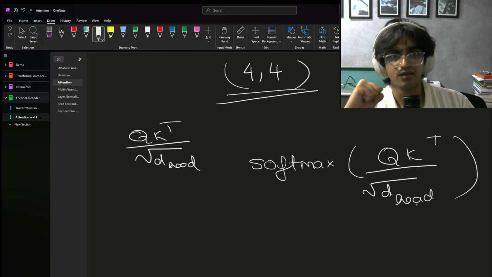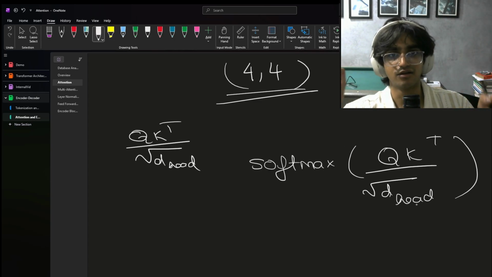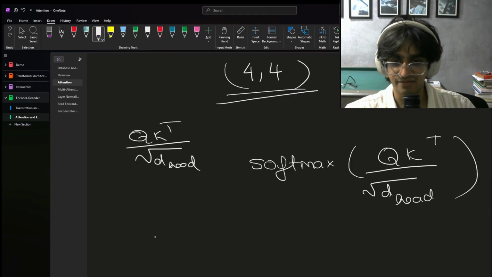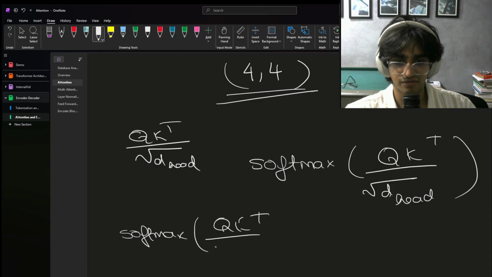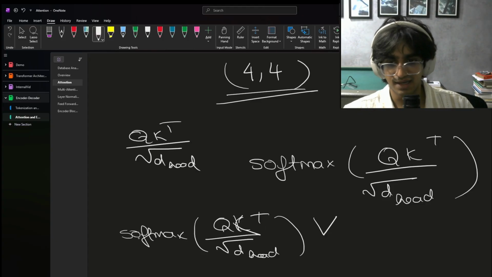Now what do we do? If you remember the database example again, now we need the value, right? We need the weighted average. So to get the weighted average, we simply take the softmax of your QK transpose by root of the dimension of head, and we simply multiply it with our value, V. And this is the output of your attention head.